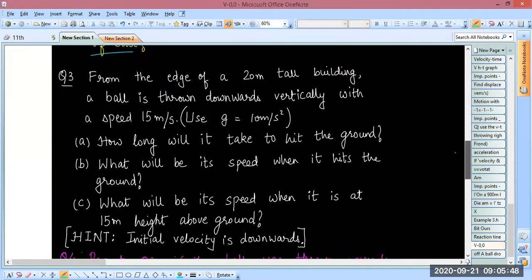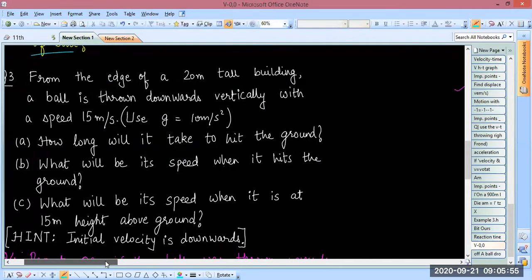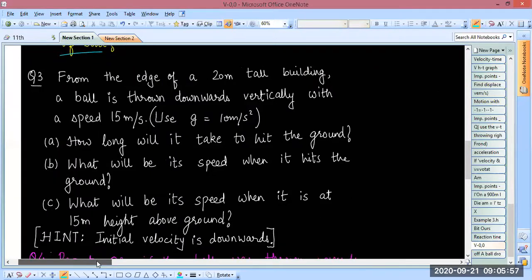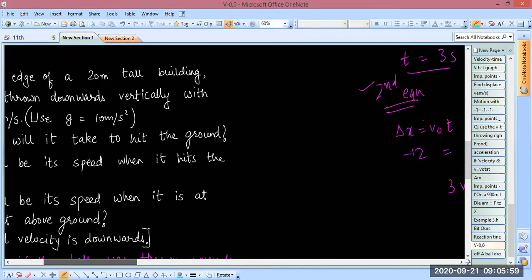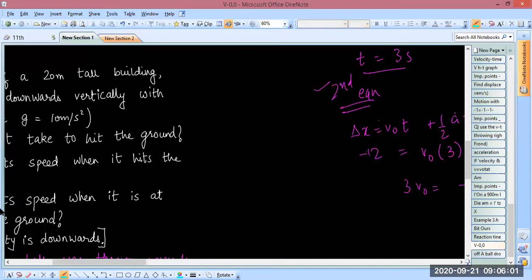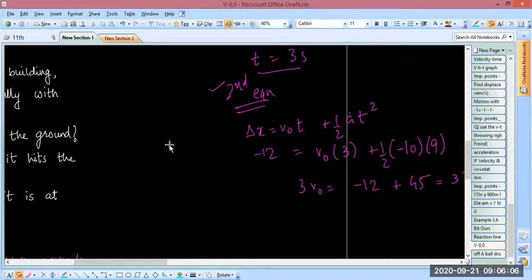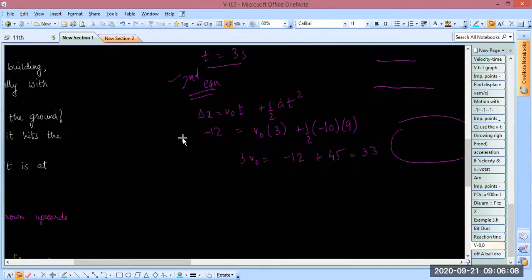Question 3. From the edge of a 20-meter tall building, a ball is thrown downwards vertically with a speed of 15 meter per second. I'm just going to erase all this. Just give me a minute.